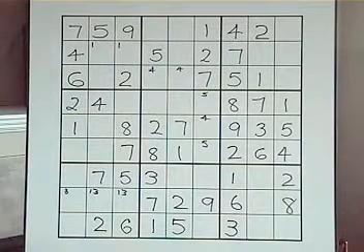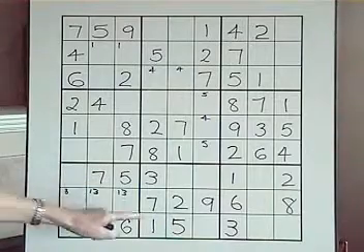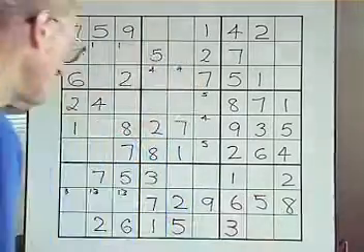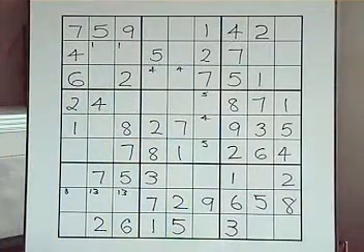Let me see now. 4s. We have no 4s. 5s. We have a 5 here and a 5 here, so this becomes a 5. Now because of that, let me see if there's any ramifications of that. No, I don't see any ramifications on that one.